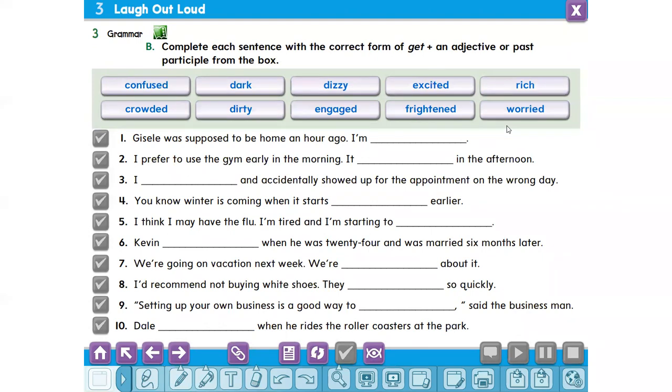Okay, my friends. Tomorrow we're going to complete this exercise and exercise C on page 37. Before we leave, do you have questions, my friends? If you have questions, please let me know.